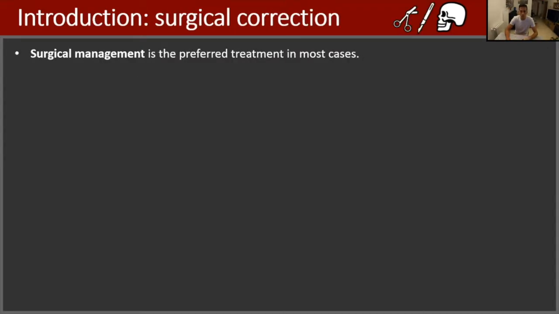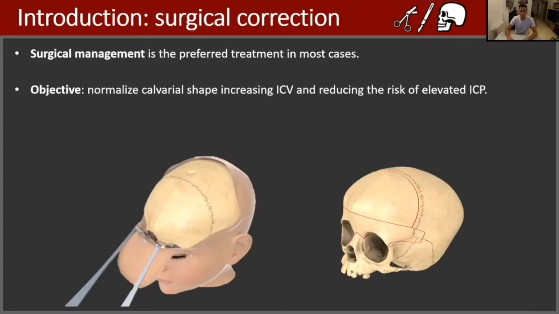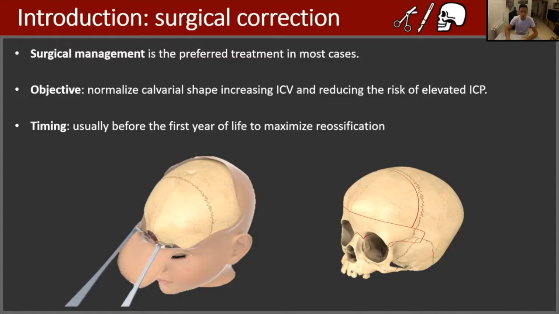Surgical correction is the preferred treatment for most cases, and the objective of the surgery is to normalize the calvarial shape by increasing the intracranial volume and reducing the risk of elevated intracranial pressure. Surgery is usually performed during the first year of life in order to maximize reossification.